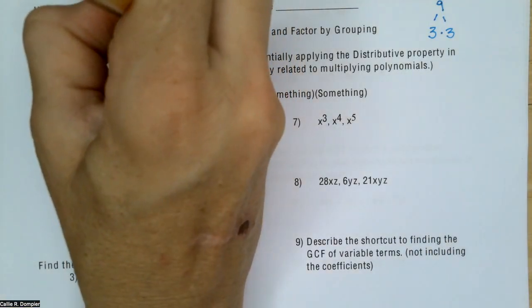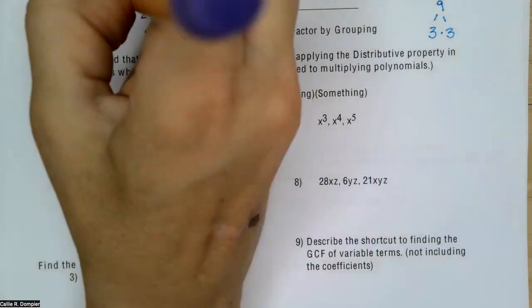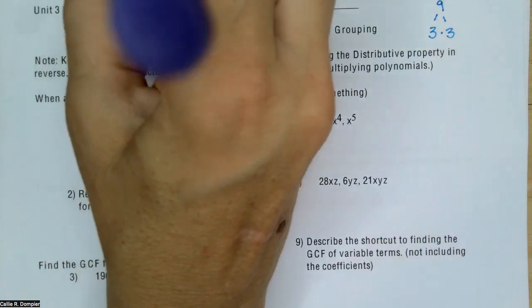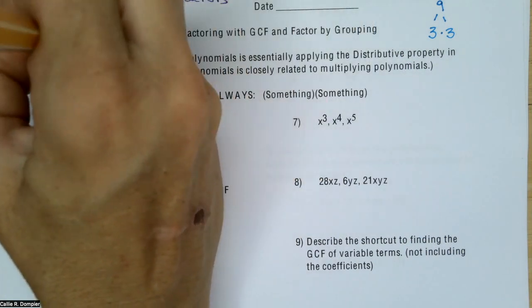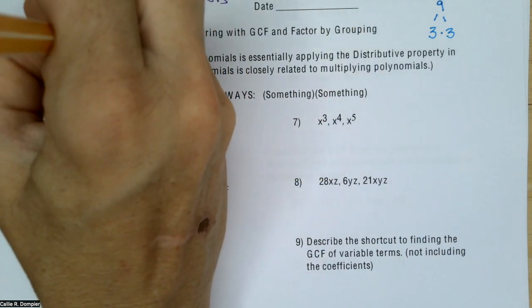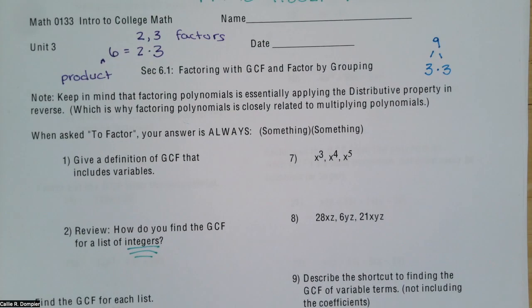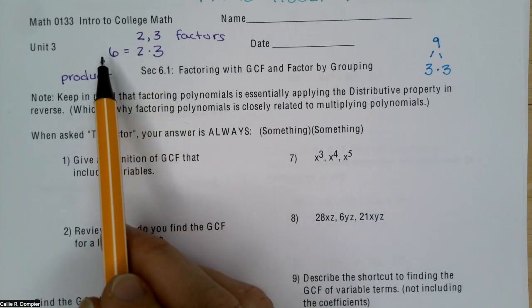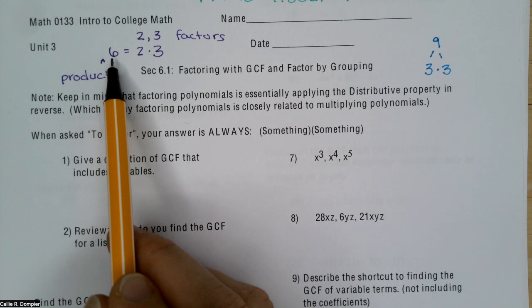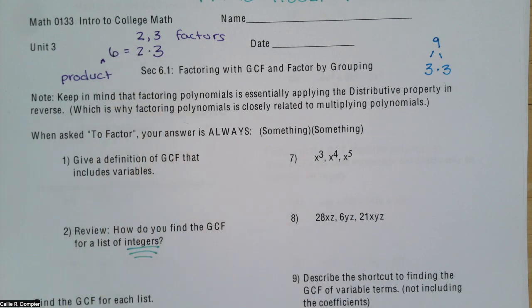If I had the number 6, 2 times 3 are the factors of 6. Well, I should just say 2 and 3 are the factors. 6 is the product of my factors. Okay? So when we say 2 times 3 is 6, we have multiplied, right? If we go backwards, we are factoring. 6 is 2 times 3, right?